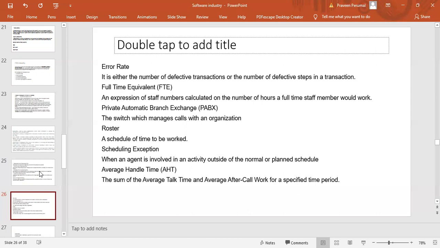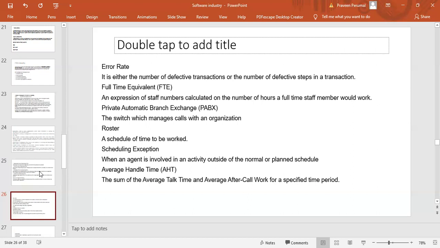Error rate, it is either the number of defective transactions or the number of defective steps in a transaction. Escalation plan, a plan that specifies actions to be taken when the queue begins to build beyond acceptable level. FTE, full-time equivalent, expression of staff numbers calculated on the number of hours a full-time staff member would work, or a term used in scheduling and budgeting whereby the number of scheduled hours is divided by the hours in a full work week.